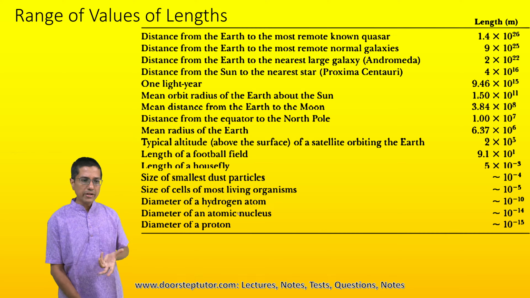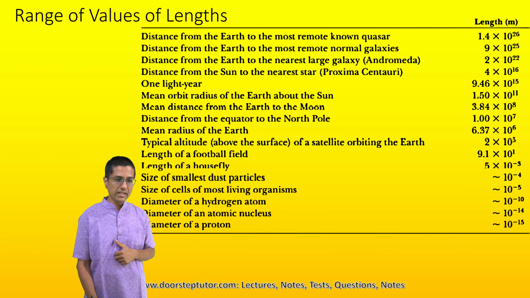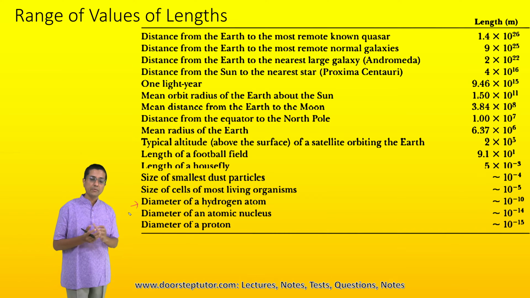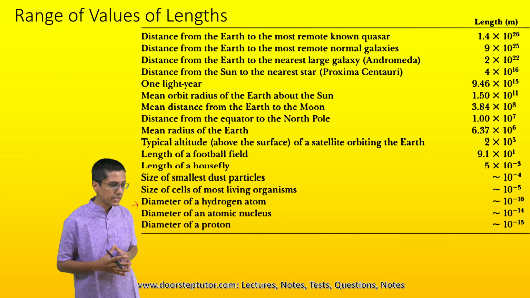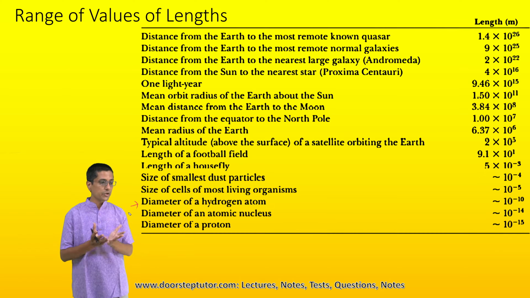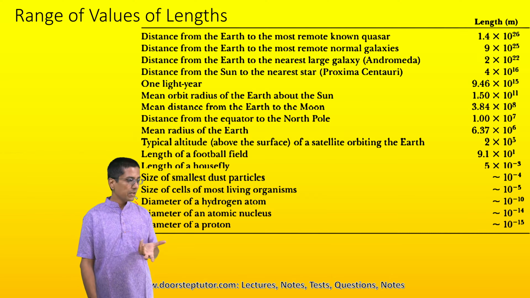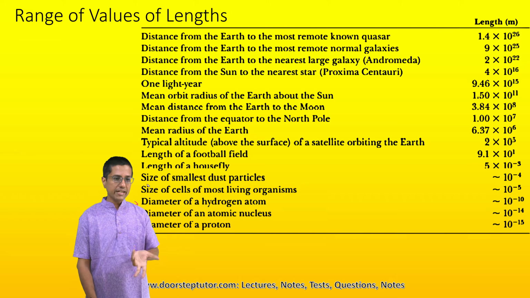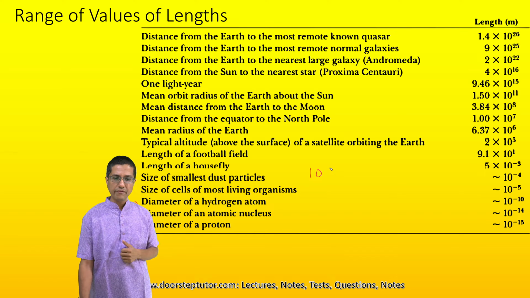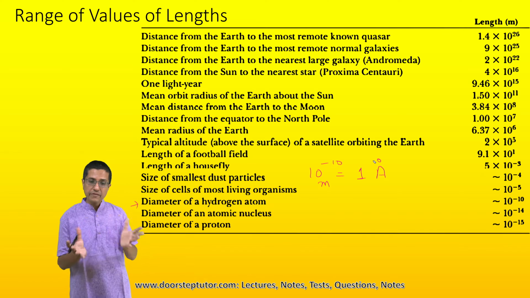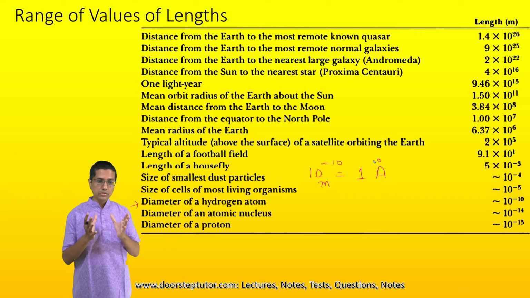And then we also have to look at very small lengths, for example, the lengths of atoms and molecules, how big is a molecule, how big is a proton, and those lengths are very small, on the order of 10 raised to the minus 15 meters. A typical atom is on the order of 10 raised to the minus 10 meters. 10 raised to the minus 10 meter is equal to 1 angstrom, and this is the symbol of angstrom. It is another unit to measure very small atomic lengths. So we have to measure those also.